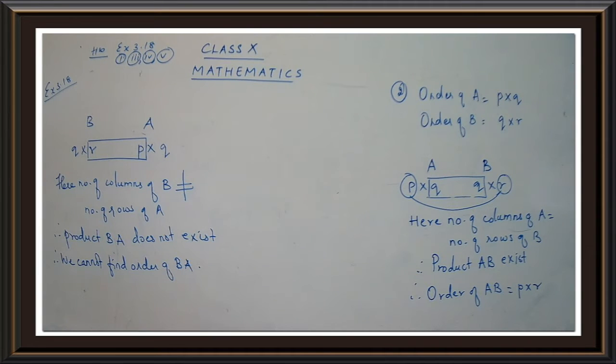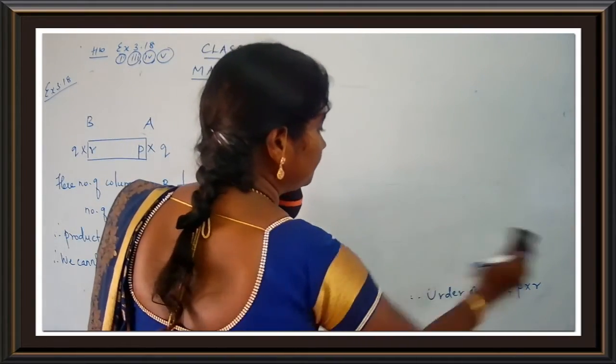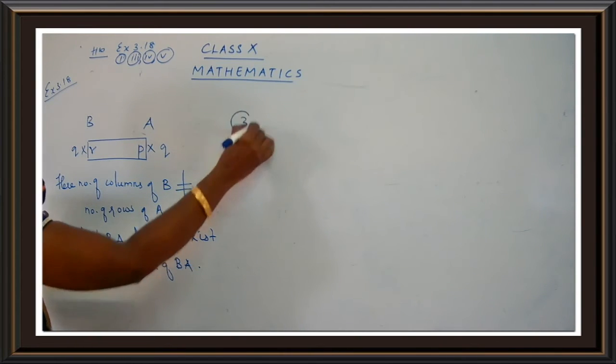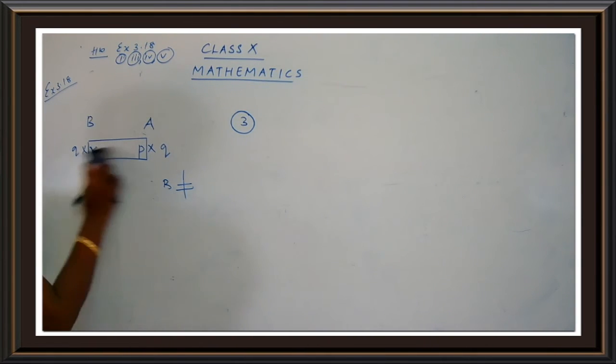Have you completed question number 2, children? Okay, now let's move to sum number 3. Take down question number 3, children. Have you finished all these things? I'll rub the board. Very easy answer. This is a very easy topic, children.